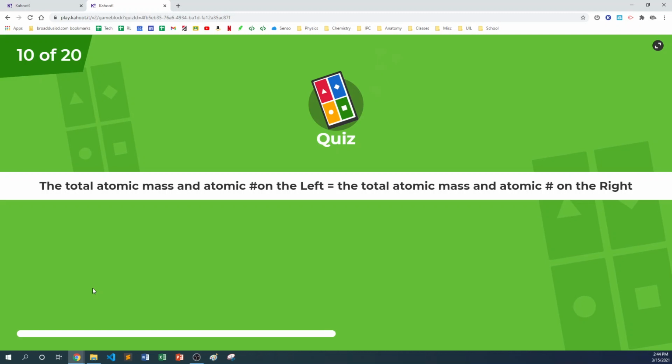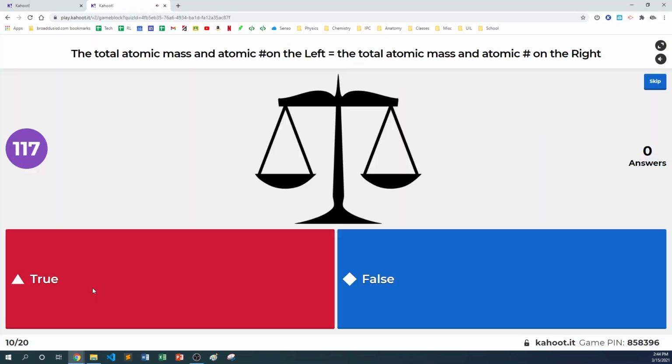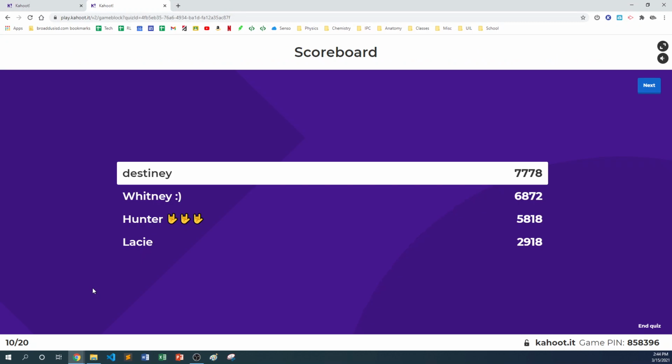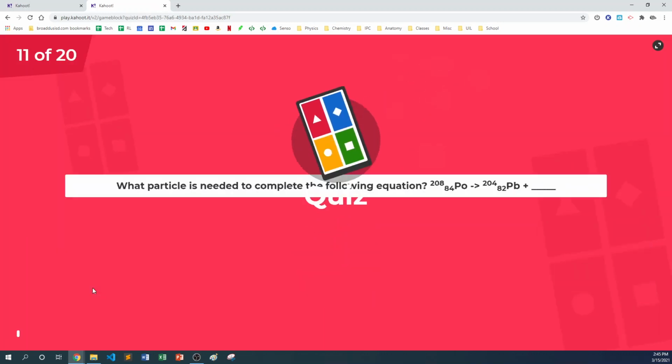The total atomic mass and the atomic number on the left equals that on the right. False. Oh no. The suspense kills me. I don't know what's going on. It is true. The numbers on the top, the total of them is equal on both sides. That's what I thought, but I didn't know what it meant to add up to the other one. Yep, that's what your homework was doing. I really didn't know what it meant when I was saying that.